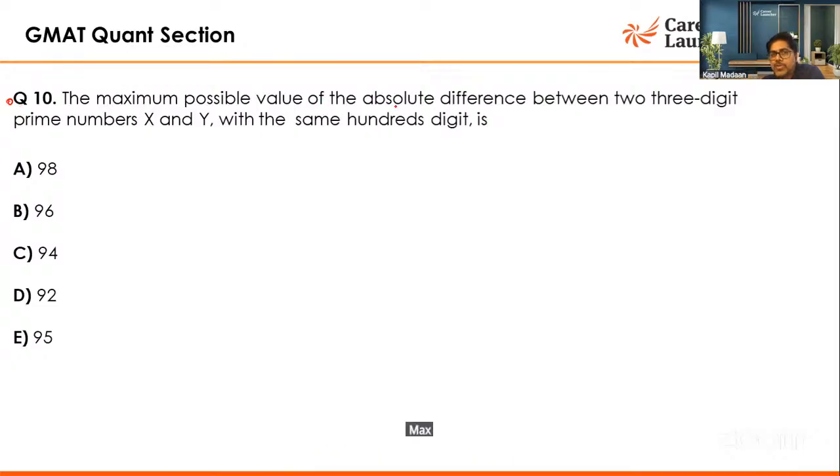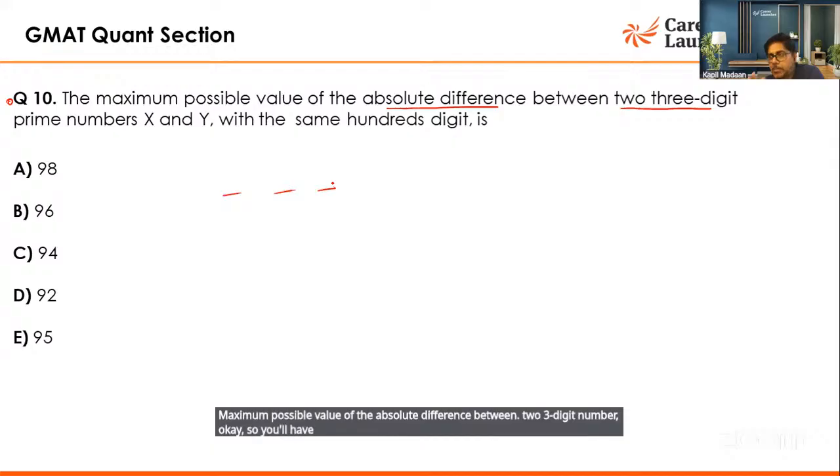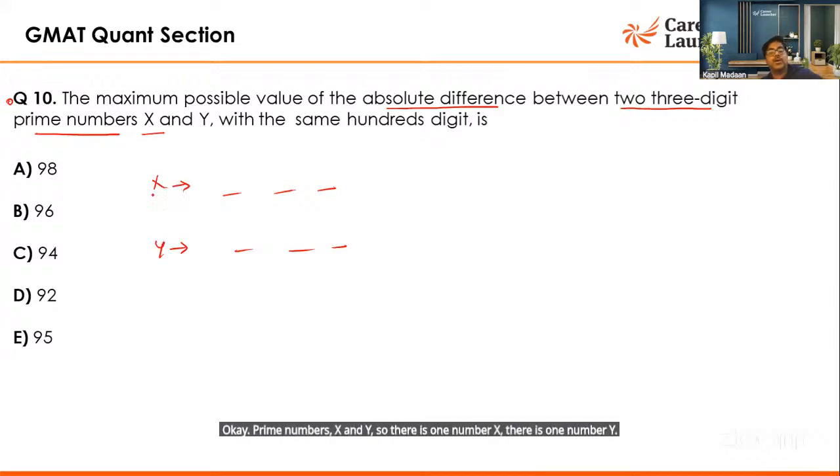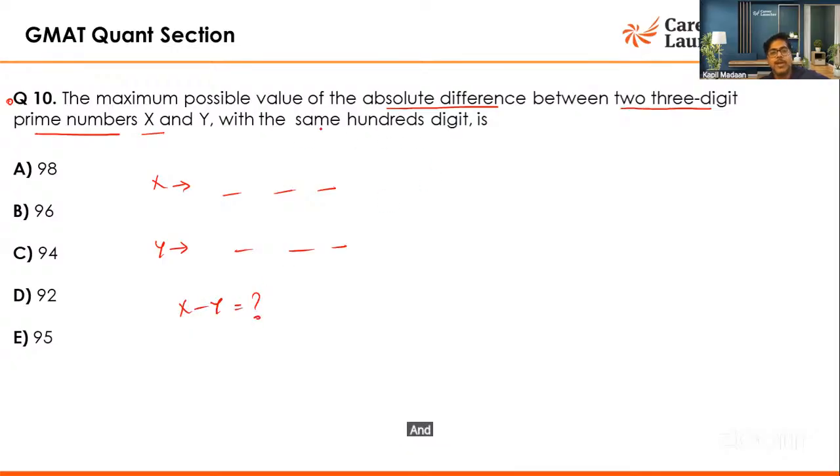Find the maximum possible value of the absolute difference between two 3-digit prime numbers x and y. So there is one number x and one number y. You have to find the difference between them, x minus y, and they should have the same hundreds digit. The maximum possible difference is required.